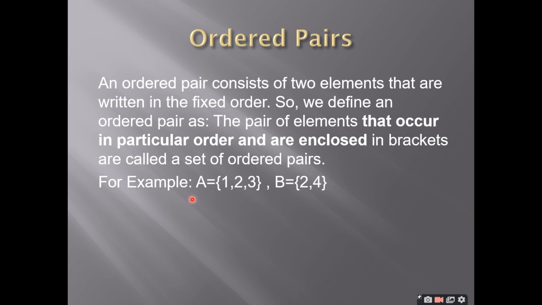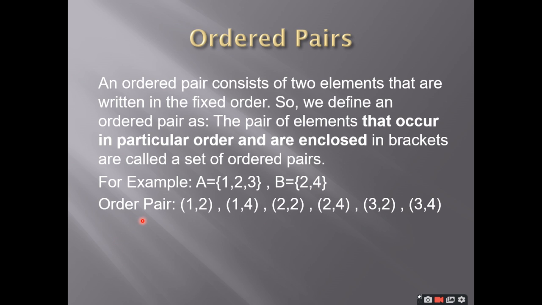For example, if we have two sets, set A is a set of numbers 1, 2 and 3, and set B is a set of numbers 2 and 4. Let's make their ordered pair. To make the ordered pair, we take the first element from set A, then pair it up with the other element of set B. So we take the first element of set A, which is 1, and pair it up with the elements of set B. So (1, 2), (1, 4).